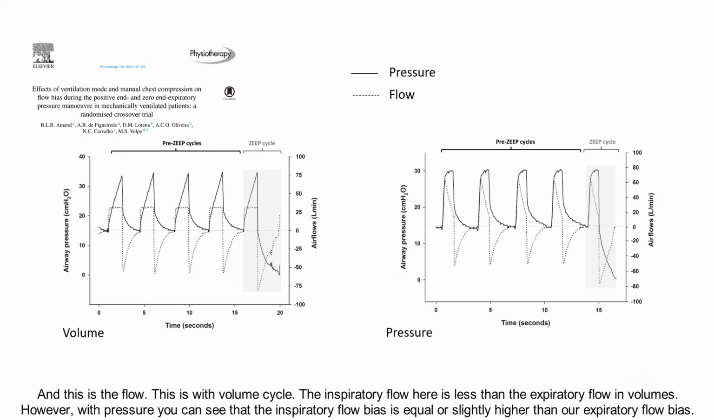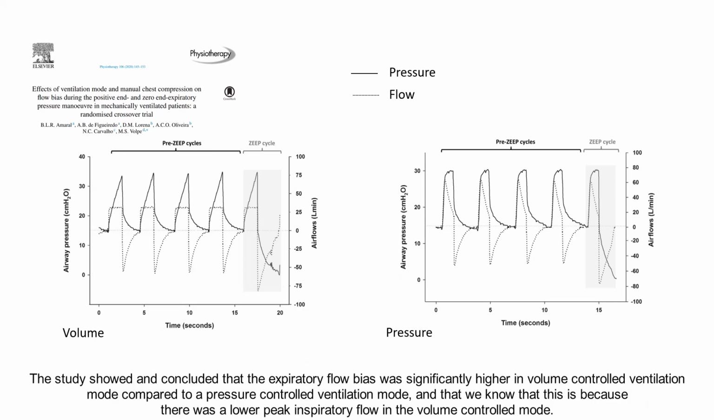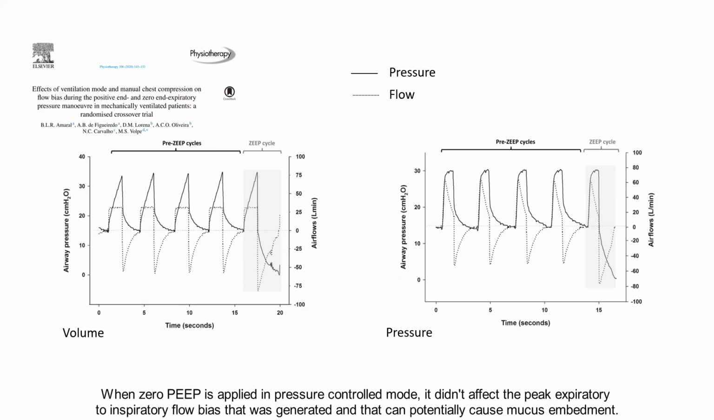The study showed and concluded that the expiratory flow bias was significantly higher in volume controlled ventilation mode compared to a pressure controlled ventilation mode, and we know that this is because there was a lower peak inspiratory flow in the volume controlled mode. When zero PEEP is applied in pressure controlled mode, it didn't affect the peak expiratory to inspiratory flow bias that was generated, and that can potentially cause mucus embedment.